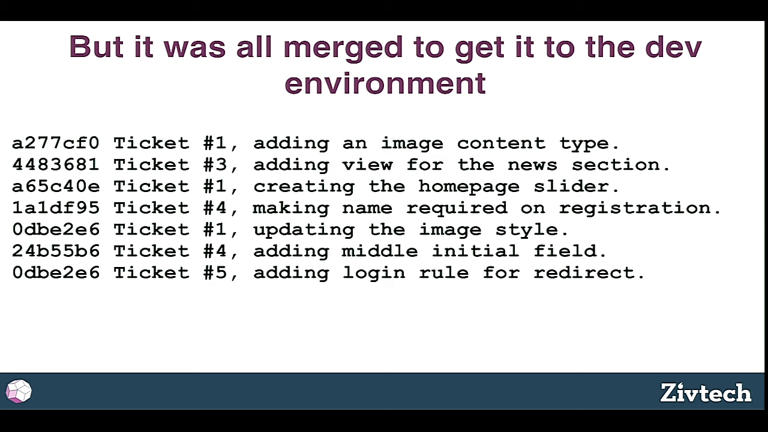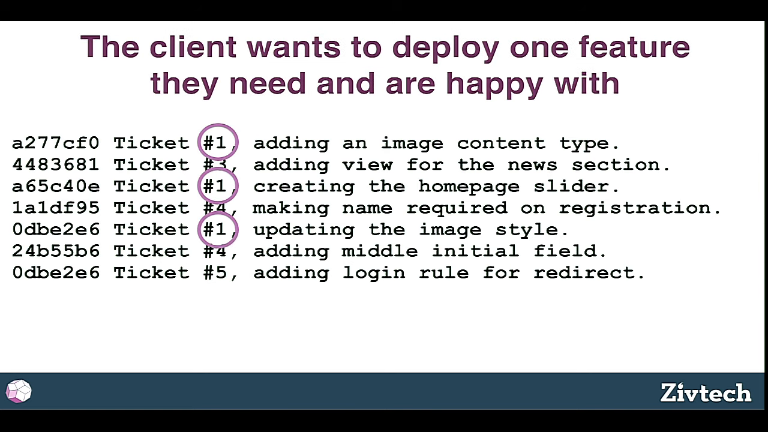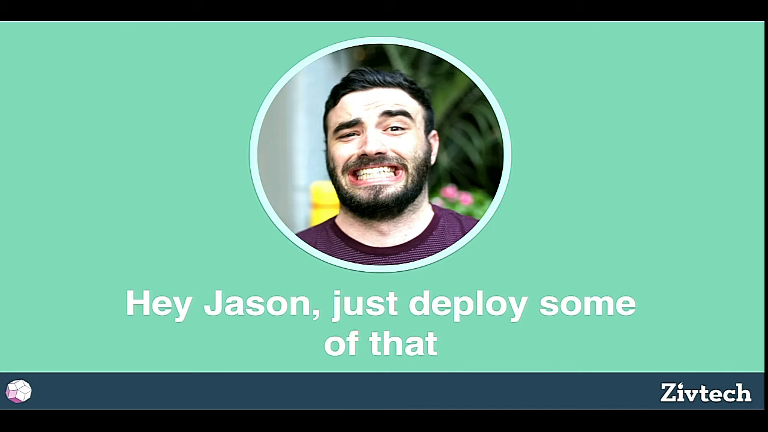So the thing is, by the time the client looked at it, all of that stuff was merged into one dev environment. So to get it up there on Acquia, where somebody could see it in dev, we merged all these pieces together, and maybe they happened in kind of different order as different pieces got merged back in. So we've got commits for ticket 5 and ticket 4 and ticket 1 and ticket 3. The client says, actually, ticket 1, that's perfect, that's ready, ship it. Hey, Jason, can you just deploy those few things?